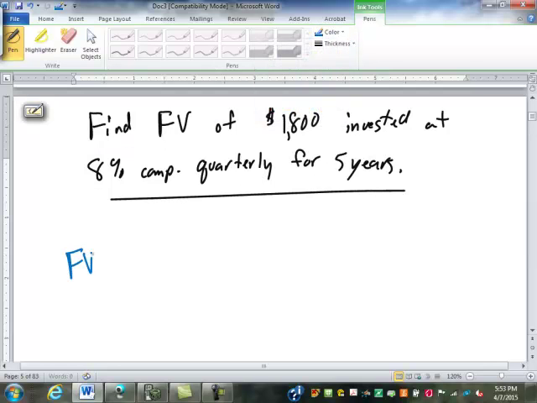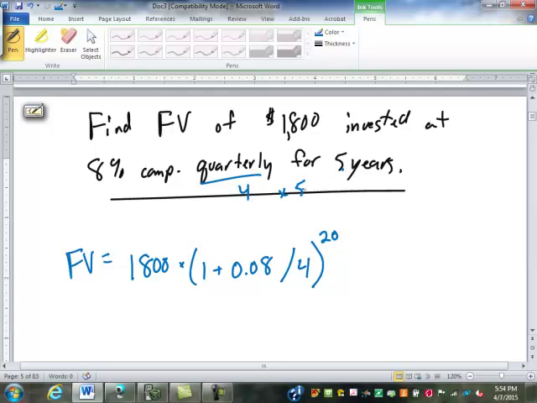Tell me where to start. 1,800 times parentheses 1 plus 0.08 divided by 4. You have to close the parentheses and then to the power of 20, because it's 4 quarters in a year times 5 years, just 20 periods. So you have to be careful. Quarterly means you're looking at 4. Yeah, it's really easy to jump into the 12 for 12 months.